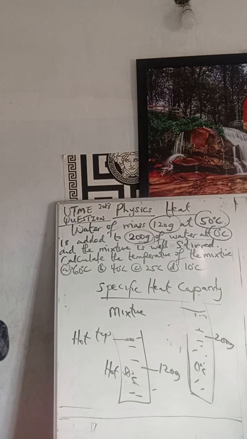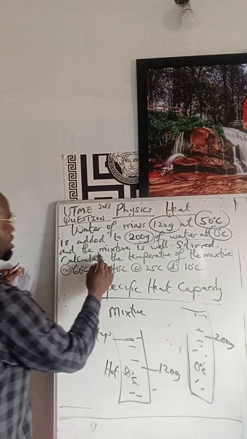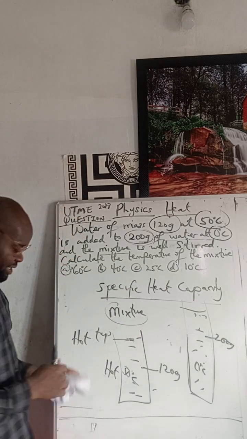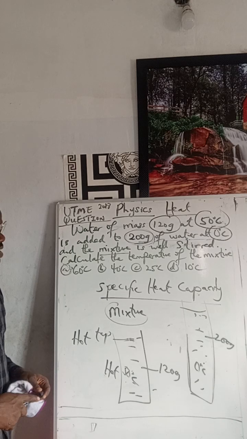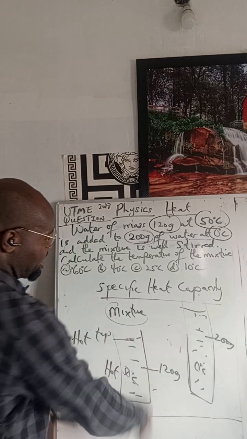Now the person mixes the two together. That's why we call it the method of mixture in specific heat capacity. The person mixes them together and then gets warm water.